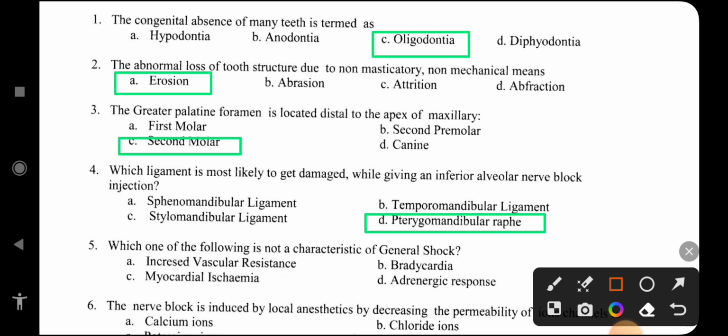Which one of the following is not a characteristic of general shock? Options are increased vascular resistance, bradycardia, myocardial ischemia, or adrenergic response. And the correct answer is bradycardia. Bradycardia is not a characteristic of general shock.